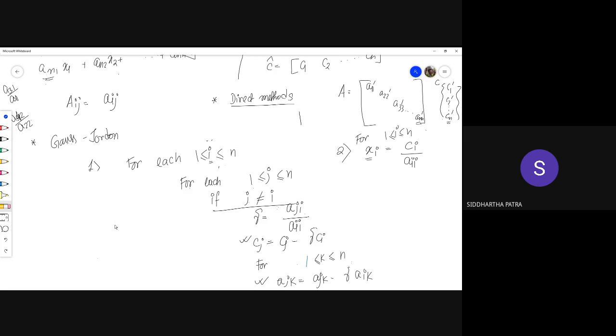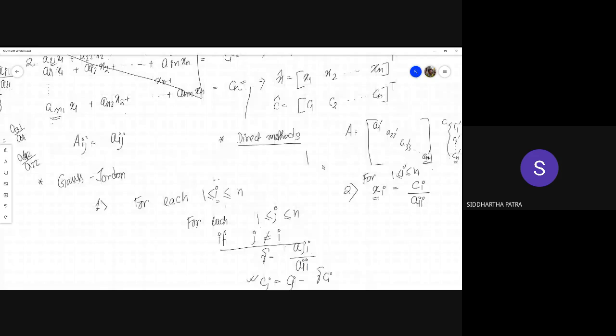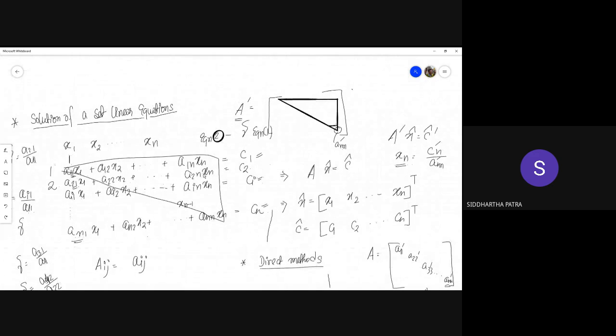Now, be it Gauss elimination method or Gauss-Jordan elimination method, this set of operations that we are doing, basically what we are doing, we are multiplying a given row with a given constant number, and then subtracting from the jth row. So that operation can be written in terms of a matrix multiplication. How?